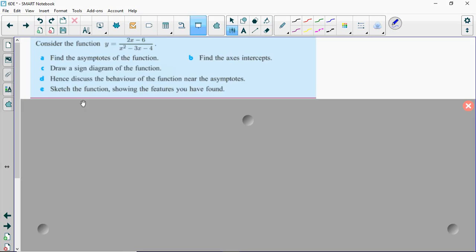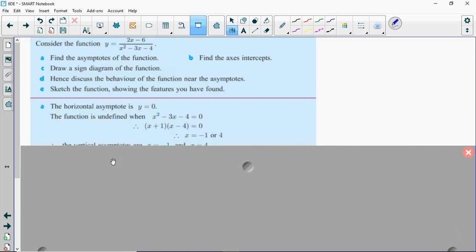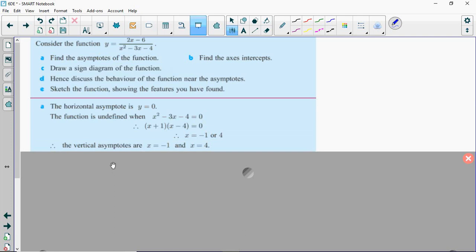So looking at an example really quickly, here we've got a function. First thing we want to do, find the asymptotes. Horizontal asymptote obviously is going to be 0 because I have a linear divided by a quadratic. Awesome. Vertical asymptotes, that's a quadratic. That looks like it's going to be easily factorable. So I'm just going to do that to find the zeros. There we go. Then we have the vertical asymptotes now.